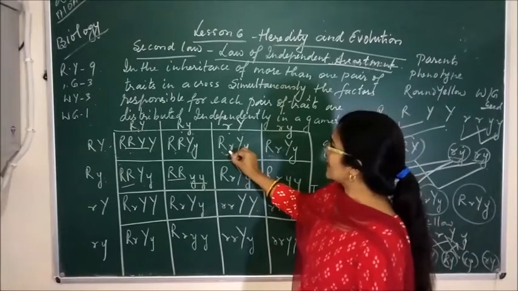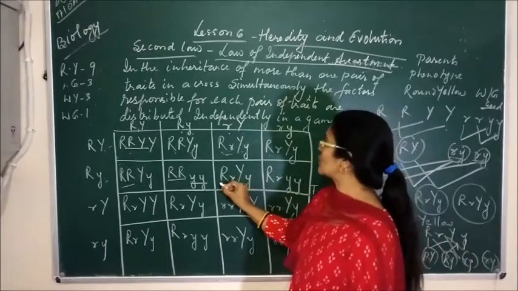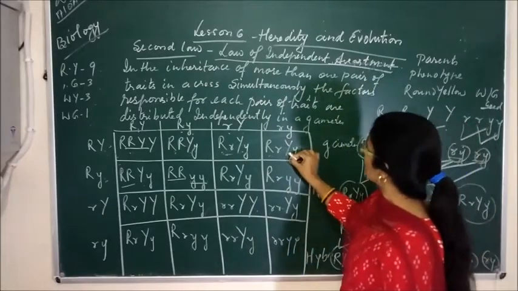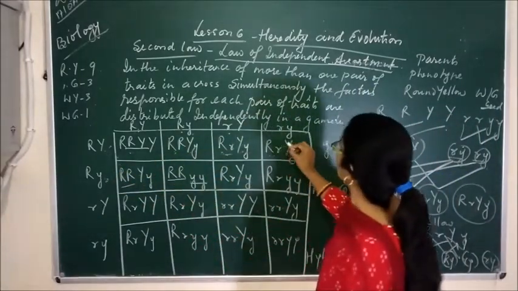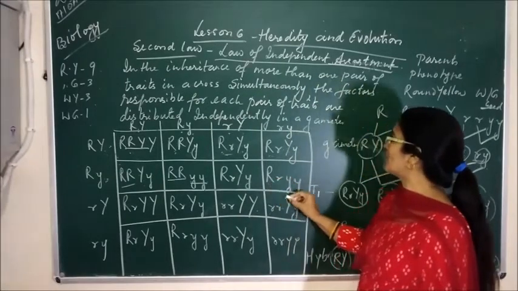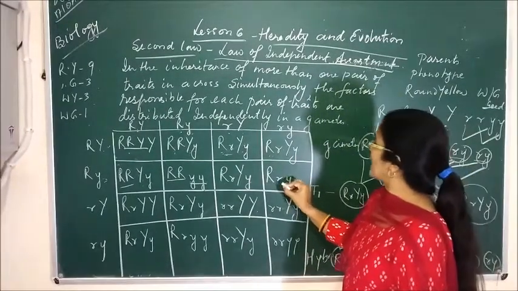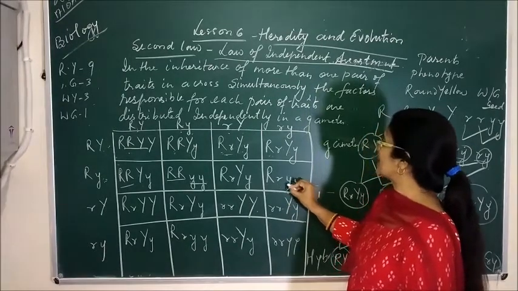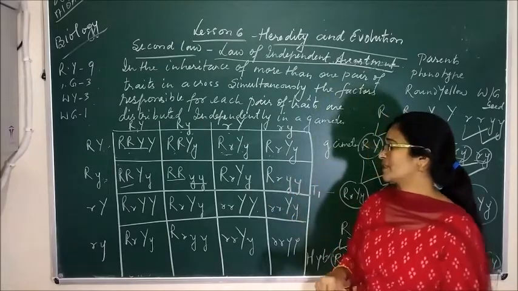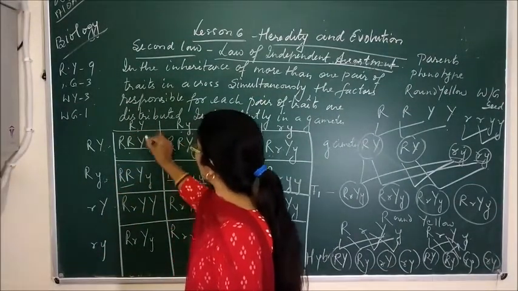Now here again we can crossbreed this with the third one. Here also we can see the dominant characters, round and yellow, so this plant will also have round yellow seeds. And in the last one, this will crossbreed with this one. Here we can see that round is dominant but the yellow color is not dominant, so it is recessive. So here, in place of round yellow seeds, we can see that round green seeds are present.